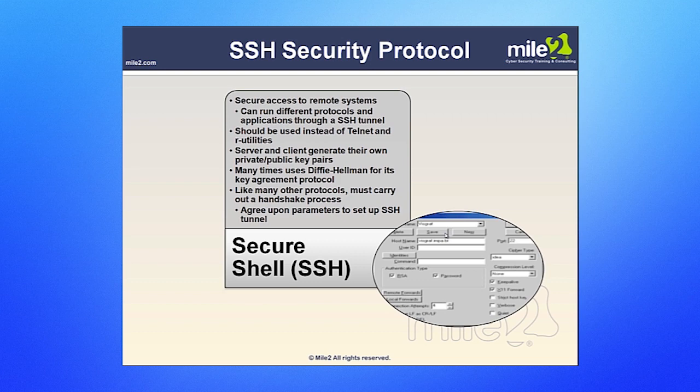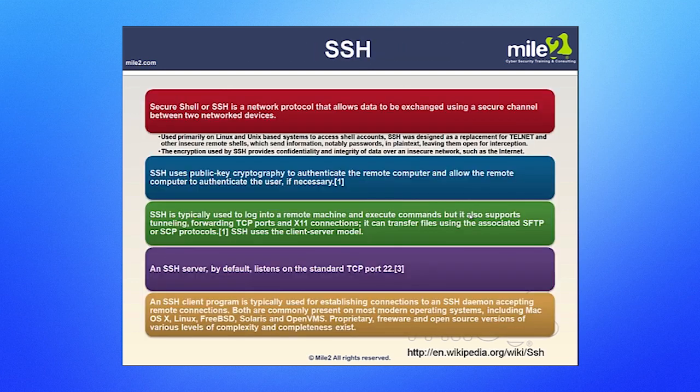Server and client generate their own private public key pairs. We'll hear more of that in the cryptography chapter. Many times they will use a protocol called Diffie-Hellman for the key agreement, which is an asymmetric encryption. It carries out a handshake process, and they have to agree upon the parameters to actually set up this secure connection, the secure shell. So when you think of secure shell again, by the way, it uses port 22. Telnet used port 23. And it's kind of the way we do things now.